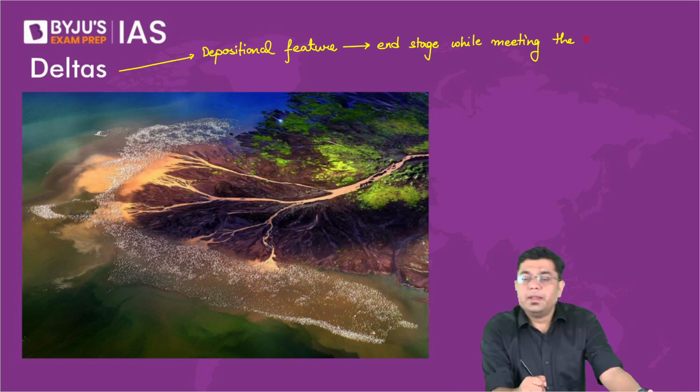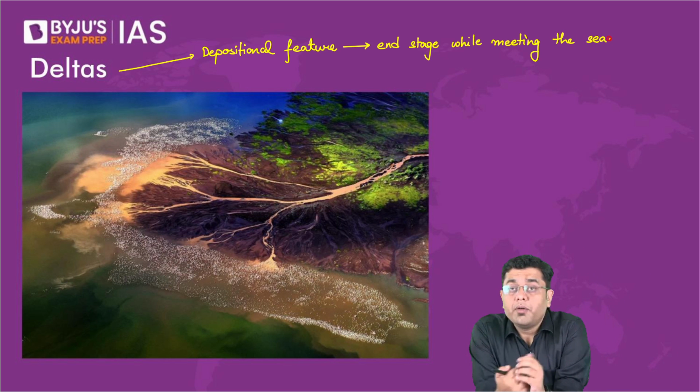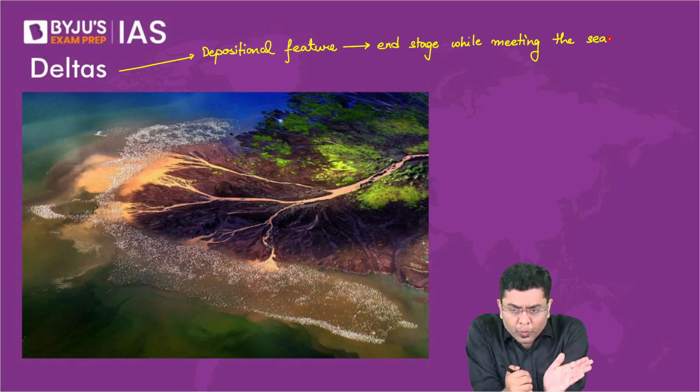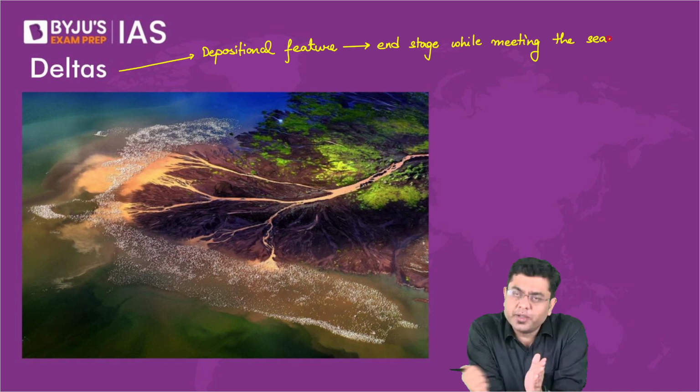Now, in this case, while the river tries to meet the sea or empty itself into the sea, what will happen to the speed? It will reduce to zero, because on one side you have the force of the sea, on the other side you have the river which is moving. So the speed will be reduced significantly, almost to zero. So when the speed is reduced to zero, what will happen? Anything and everything will get deposited here, isn't it?